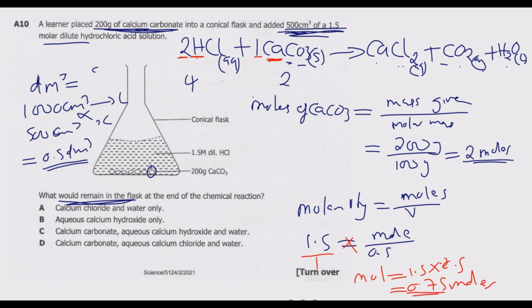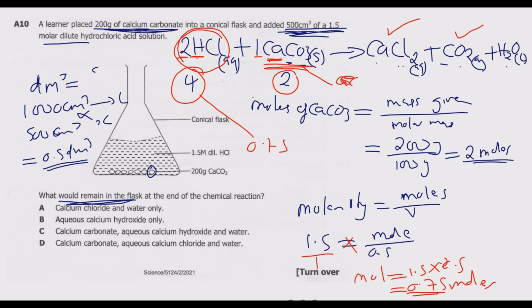So for 2 moles of calcium carbonate, we need 4 moles of hydrochloric acid, but we only have 0.75. So what this means is hydrochloric acid will finish first before calcium carbonate finishes. So we are going to remain with part of calcium carbonate in the conical flask. So we are going to have calcium chloride, carbon dioxide will leave because this is open, then water, then a bit of calcium carbonate will remain in this flask.